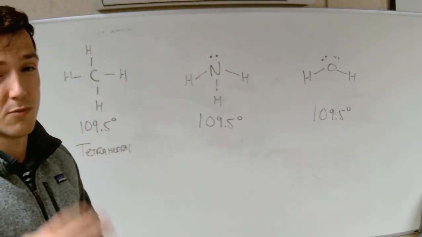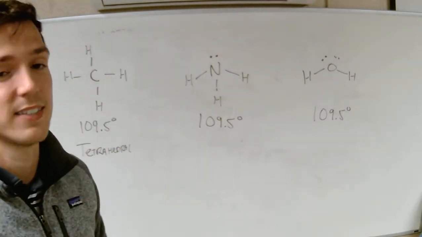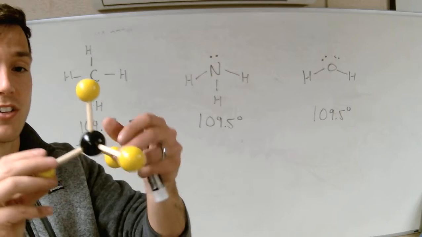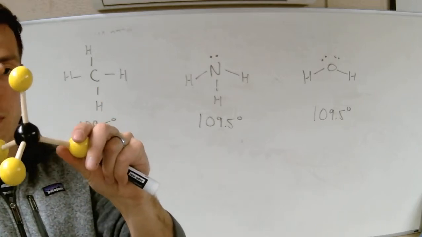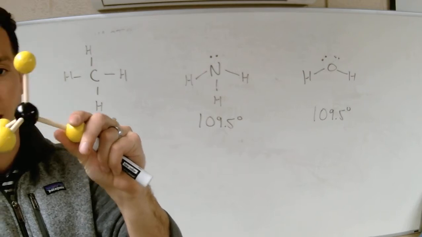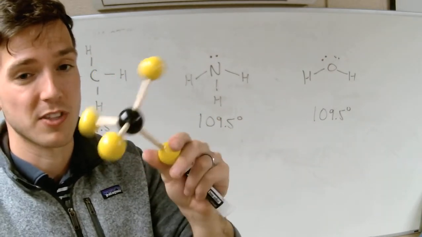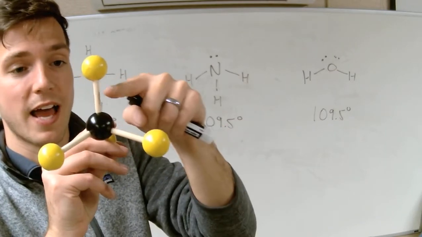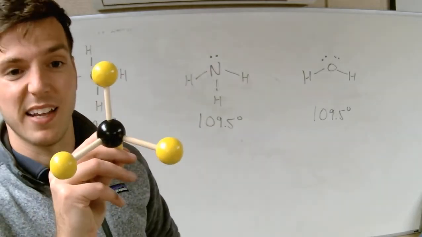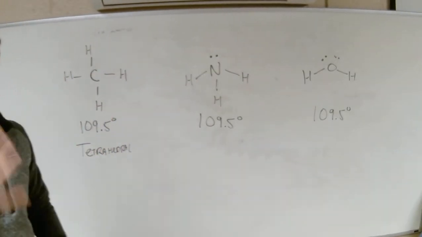So tetrahedral, 4. If you looked at it in 3D, when I draw it on the board it looks like it's flat. That's not how it is in real life. It actually looks like this, and that's where you get that 109.5 bond angle. I know you're thinking, wait, 360 divided by 4, shouldn't that be 90? No, remember, it's in 3D. These are 109.5 bond angles, your favorite radio station. So tetrahedral, because there's 4.